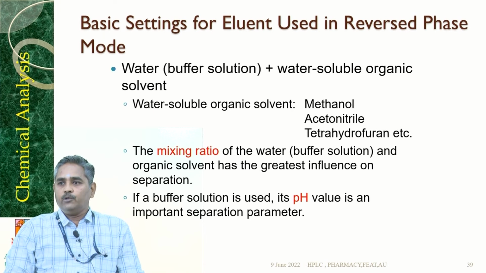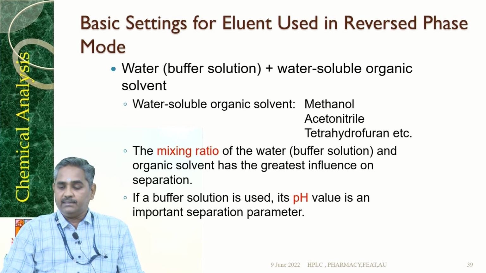Basic settings for eluent used in reverse phase chromatography: water along with buffer. The buffer may be potassium dihydrogen orthophosphate, potassium hydrogen orthophosphate, sodium phosphate or ammonium phosphate buffer, plus water soluble organic solvents like methanol, acetonitrile and THF, tetrahydrofuran. The mixing ratio should be done by trial and error method for separation, and the pH should be maintained depending upon the pH of the sample under analysis.